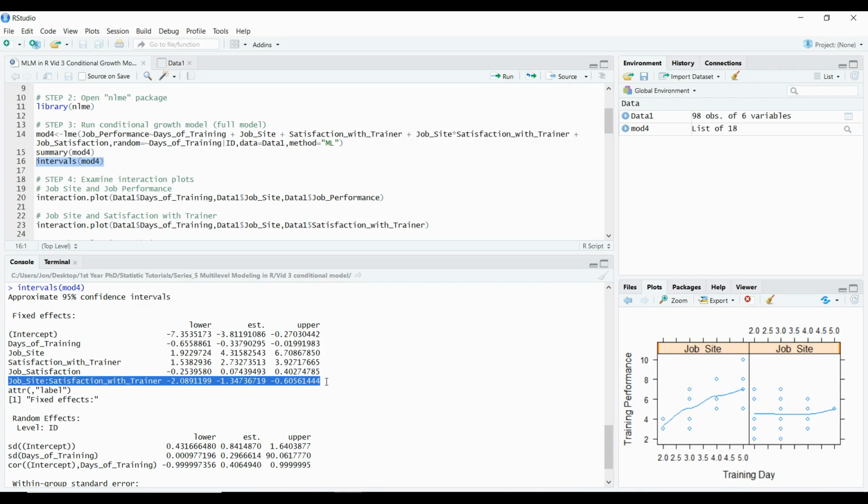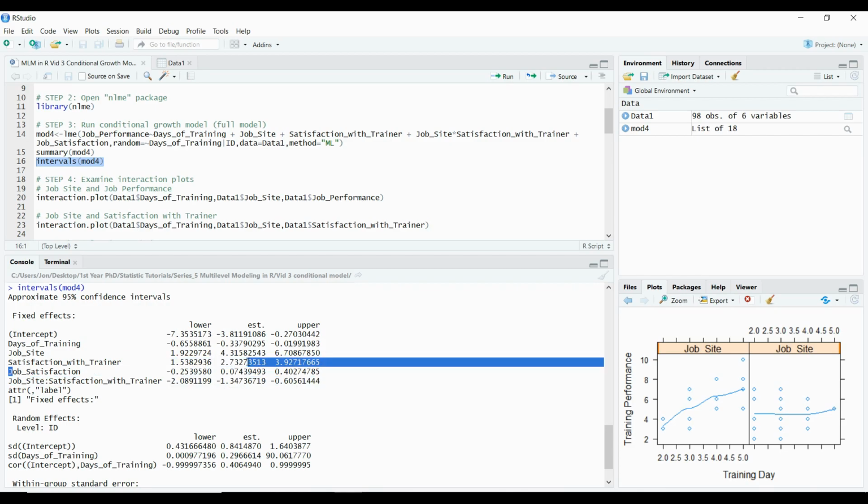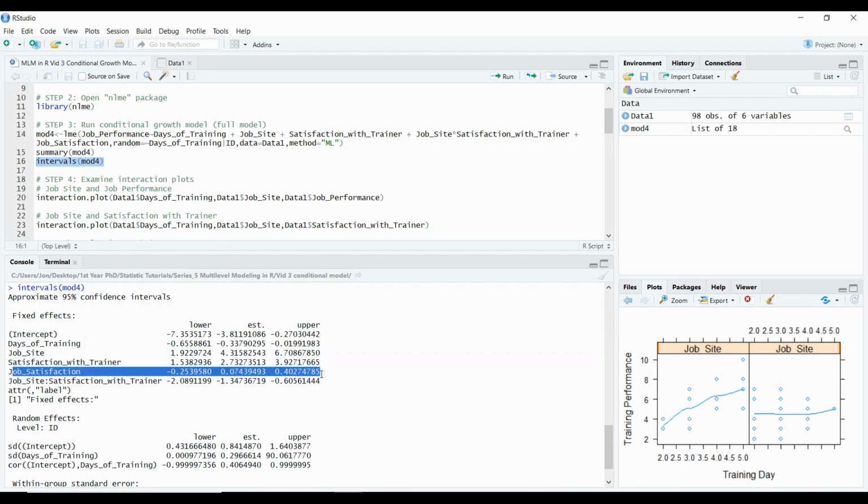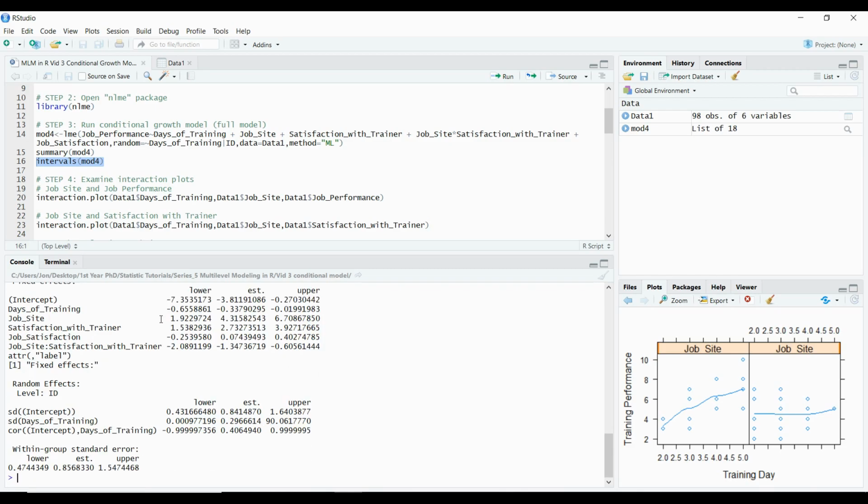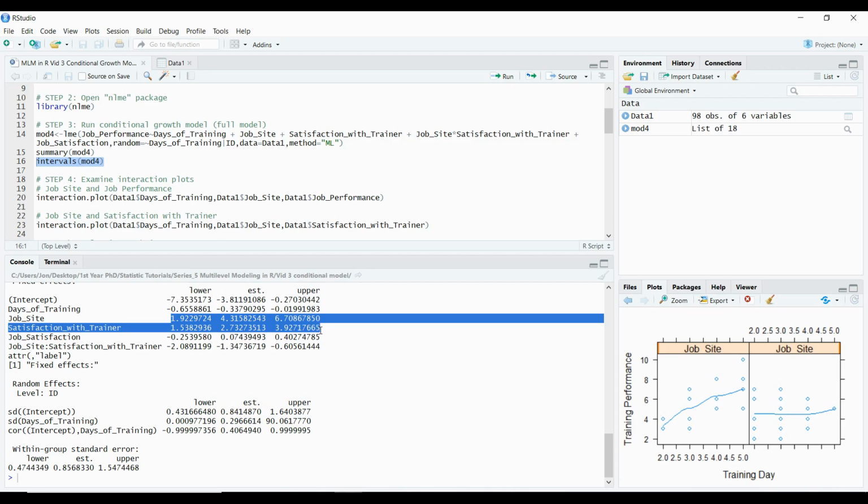Once again, some individuals might assume that this is a negative relationship taking place, but it's really depicted based on job site. So that's job site number 1. It's definitely more significant than job site number 2, and it's very well depicted there. Job satisfaction, as we noted earlier, was not significant, and based on confidence intervals, it is not significant. And of course job site 1, job site and satisfaction with trainer are significant as well.